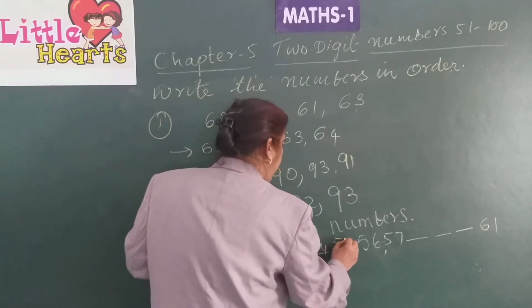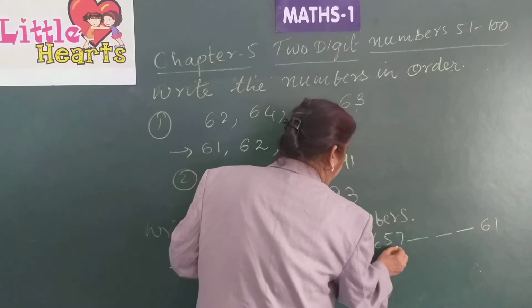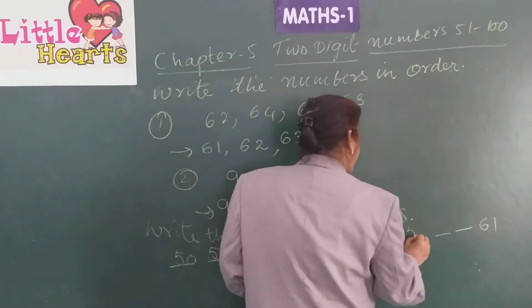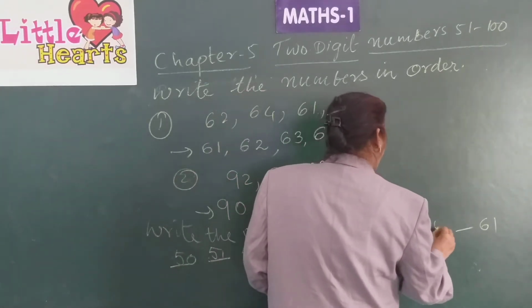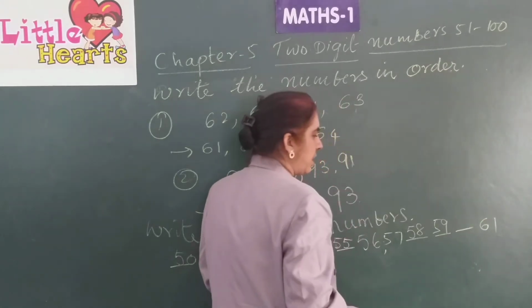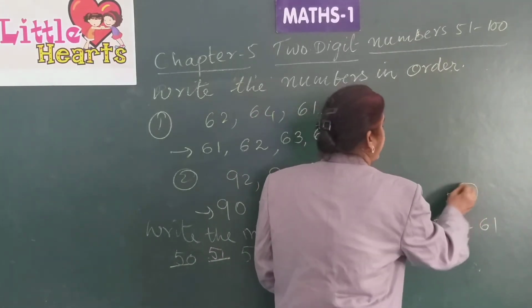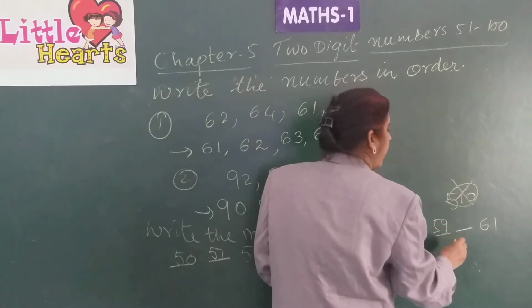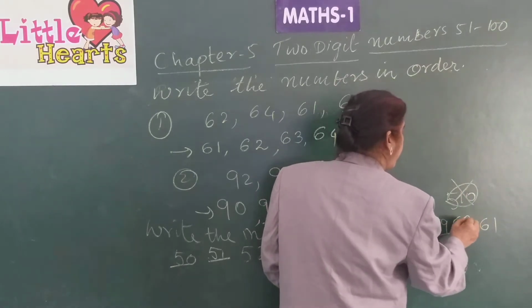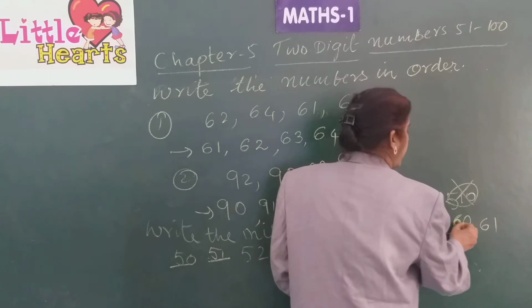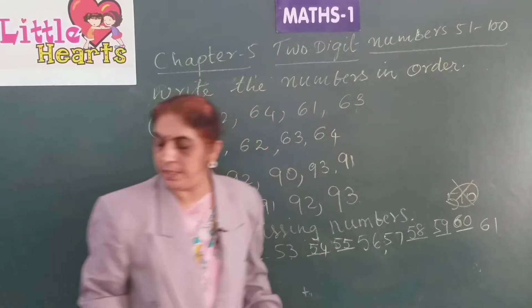Next comes 55, 56, 57. Next comes 58, 59. Don't write it like this, 5 and 10, this is wrong. Next comes 60. After 59 comes 60 and then 61.